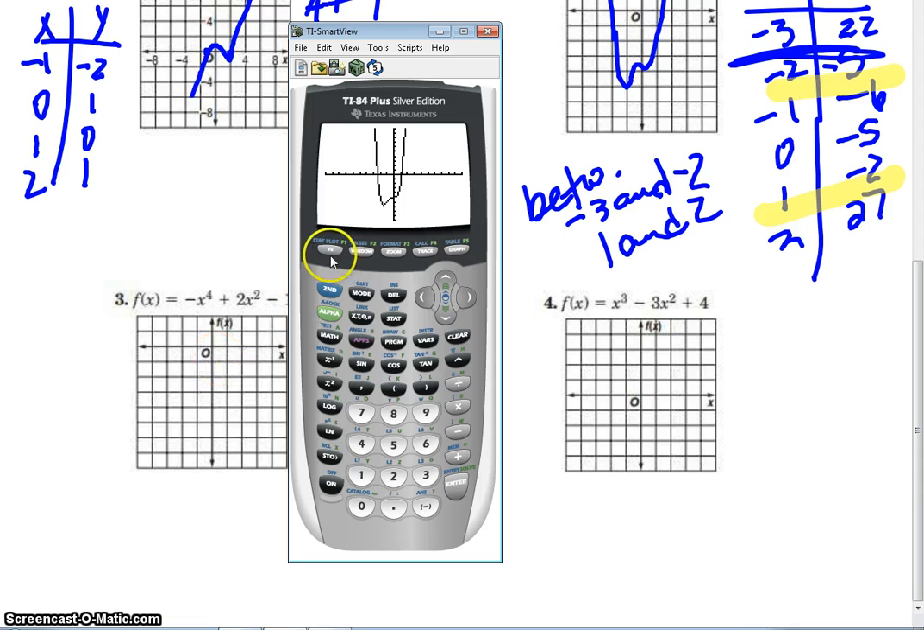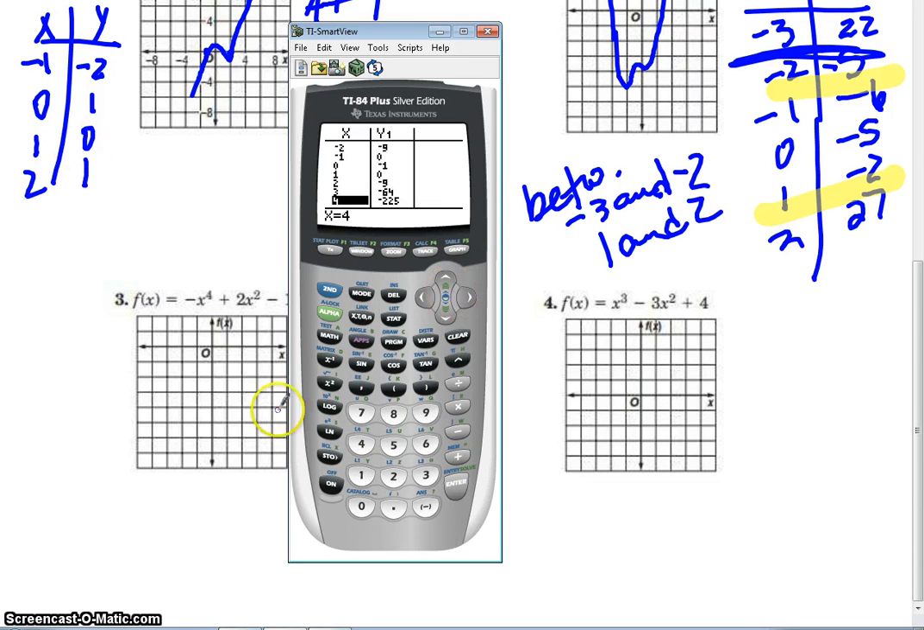So back to y equal. This time we have negative x to the 4th plus 2x squared minus 1. And we're going to go to our table. I see an actual 0, an actual 0. I don't see any places where it goes from positive to negative. Okay, and those numbers got really big really fast, so we really don't want to mess with those.